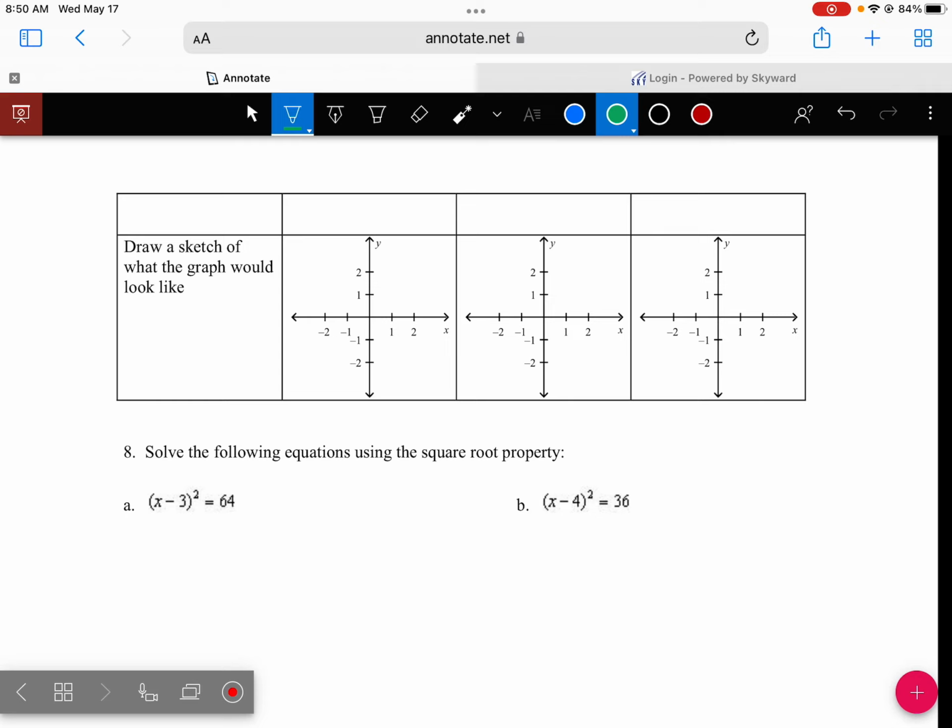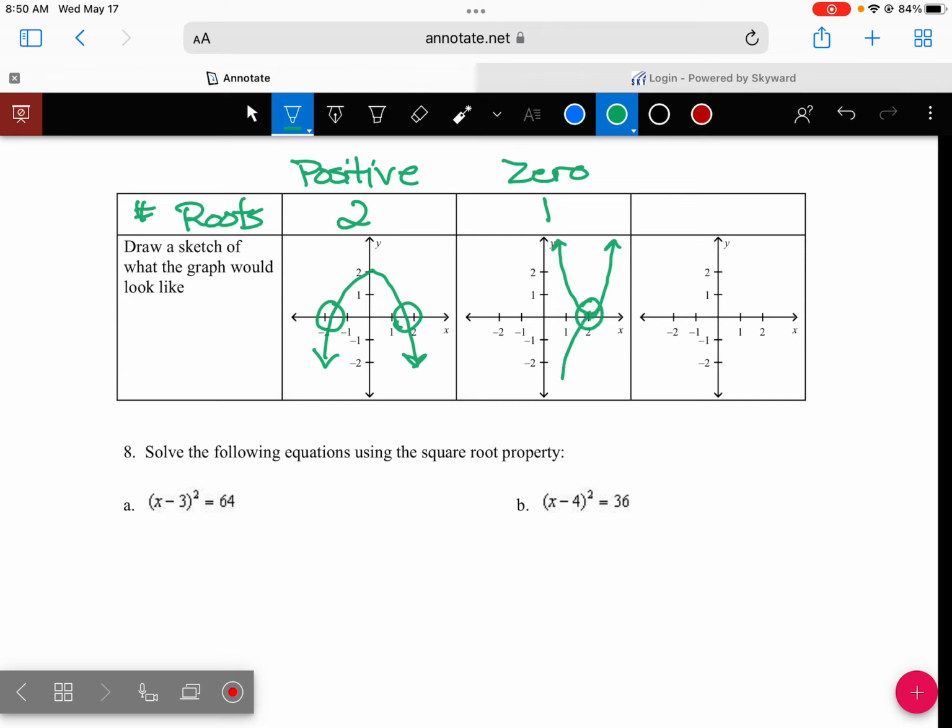So if we have a positive discriminant, that means we are going to have 2 real roots. Okay, 2 real roots. What is that going to look like? It means you are going to cross the x-axis twice. If your discriminant is equal to 0, you have 1 real root. This is what we call a bounce. So your real root is on the x-axis. It could be going down too.